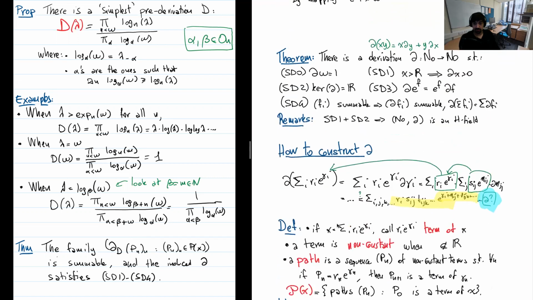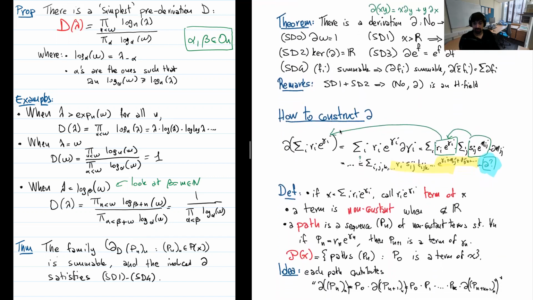So let me go back to, there it is. So for this derivation, delta of omega is 1, and we can see this directly from here because the pre-derivation has value 1. And delta is going to agree with the pre-derivation on the logarithmic numbers. And the other ones are less obvious. As Christian was asking, this property that x greater than r implies delta of x greater than 0. It's not hard to prove. So we should see this.